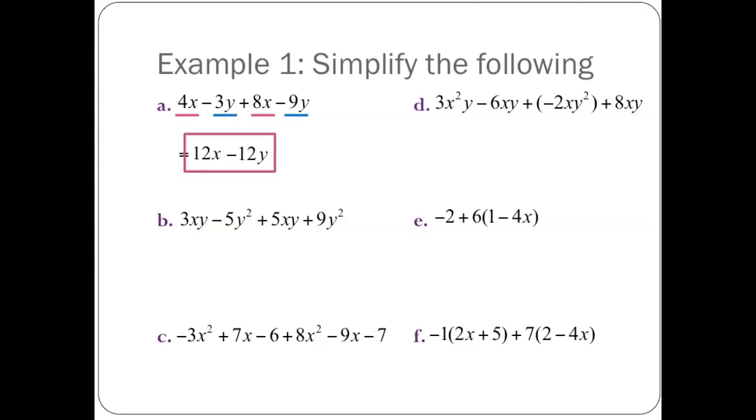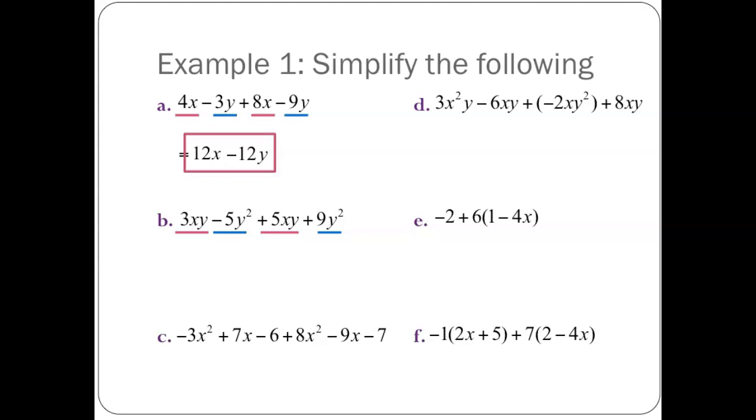All right, the next one we have 3xy minus 5y squared plus 5xy plus 9y squared. So we have these terms that have both x and y in them, x to the first and y to the first. So I'm going to underline the 3xy and the 5xy. And then we have a y squared and a y squared, so we'll underline those two.